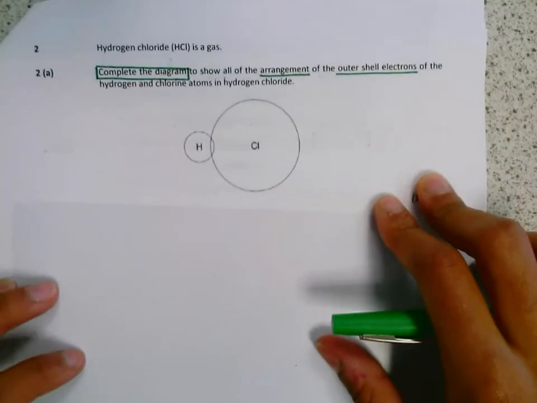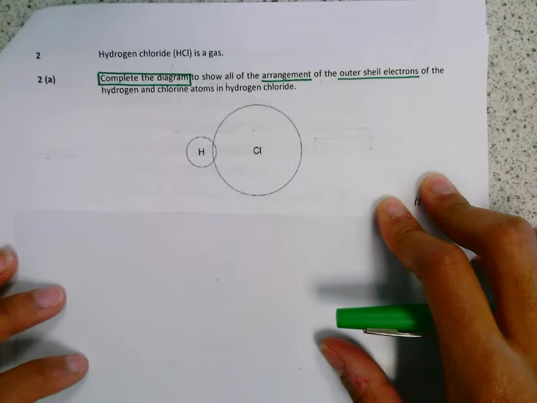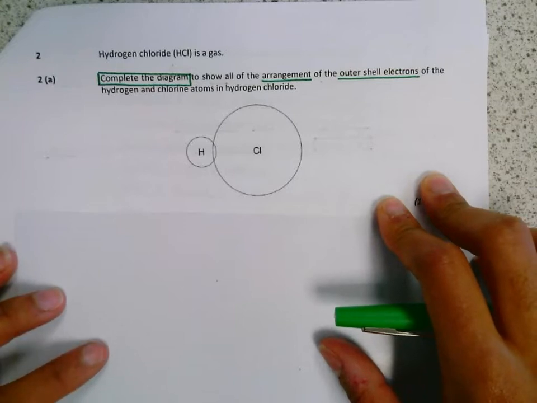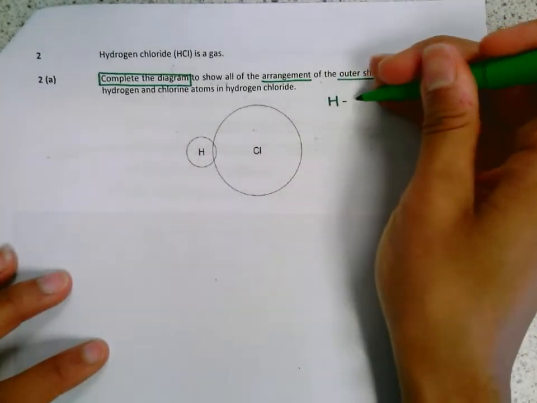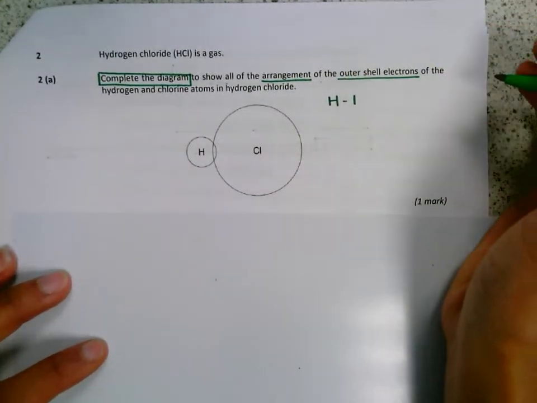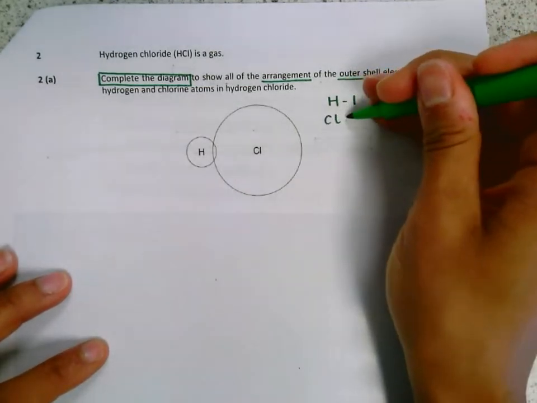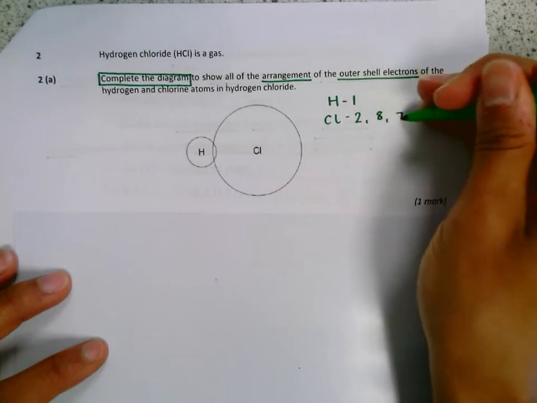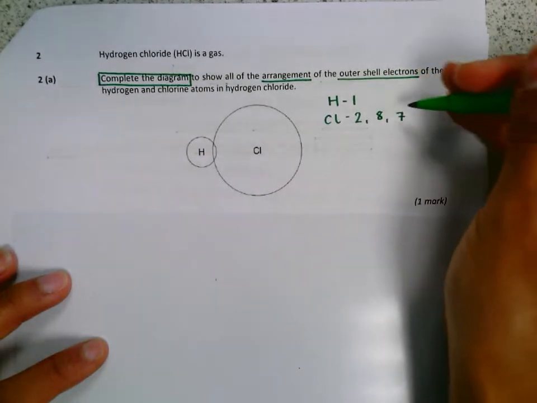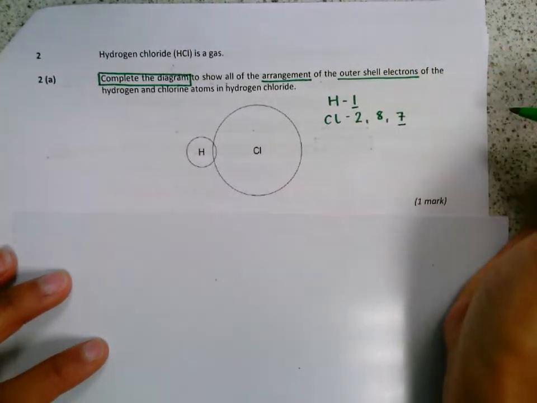Okay, complete the diagram to show all of the arrangement of the outer shell electrons of the hydrogen and chlorine atoms in hydrogen chloride. So hydrogen has got just 1 electron, and that's its outermost electron shell. And chlorine has 2, 8, 7 electrons, 17 in total, and 7 in its outer electron shell. So we're only concerned with these outer electron shells.